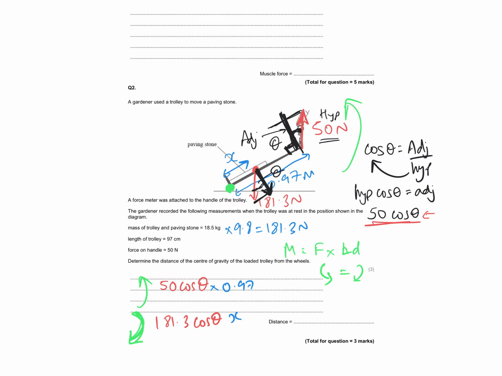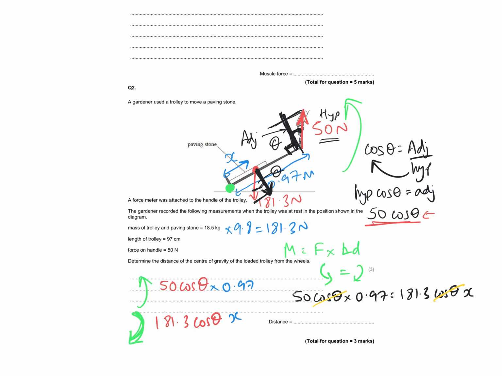Because clockwise moments equals anti-clockwise moments, we can write those equal to each other. So 50 cos theta times by 0.97 equals 181.3 cos theta times by x. As we mentioned earlier, the cos thetas cancel because they're on both sides of the equation. And now it's a case of simplifying what we've got on the left-hand side and the right-hand side, and then rearranging to find the unknown.